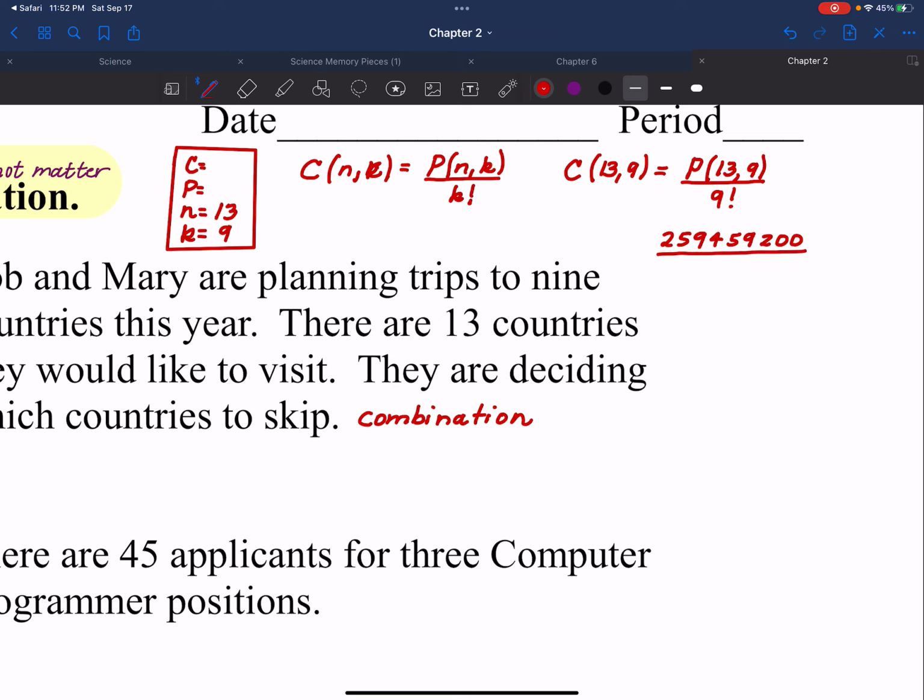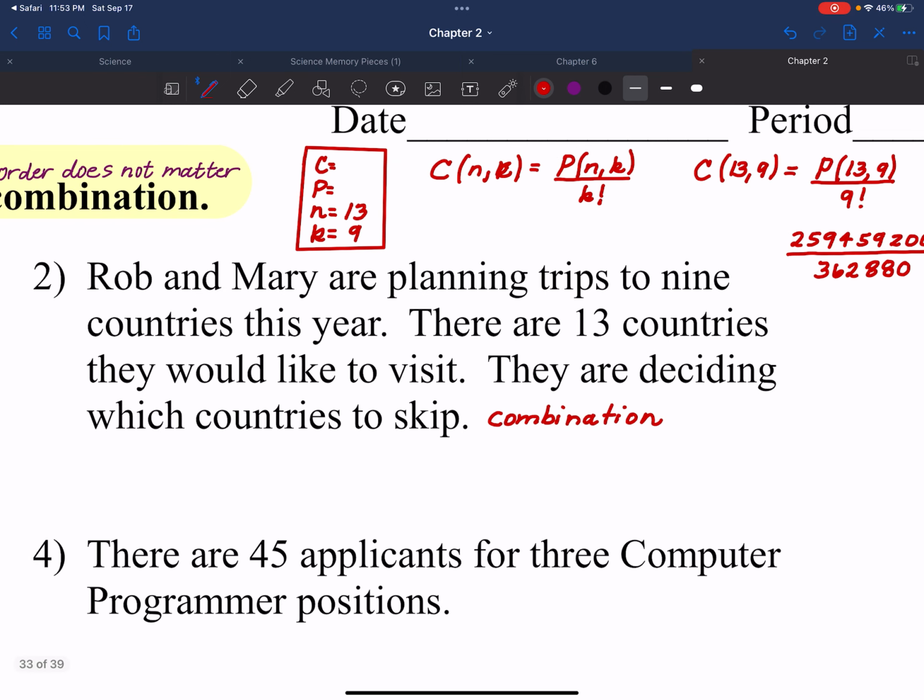Over, all clear, 9 shift 3, 362,880. So 259,459,200 divided by 362,880 equals 715. So they have 715 combinations for this trip.